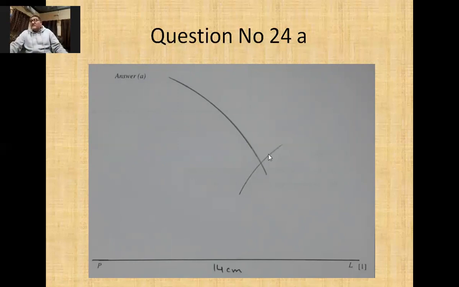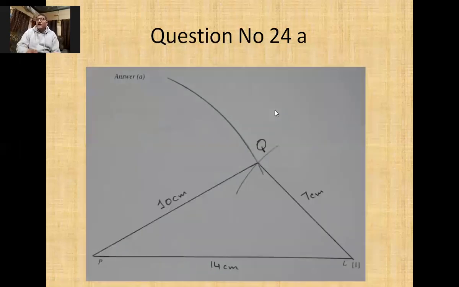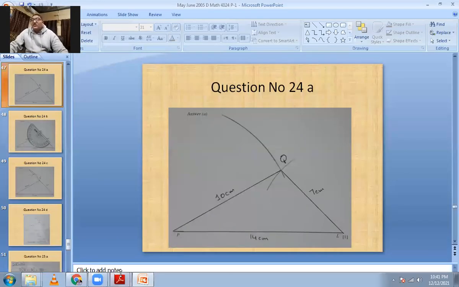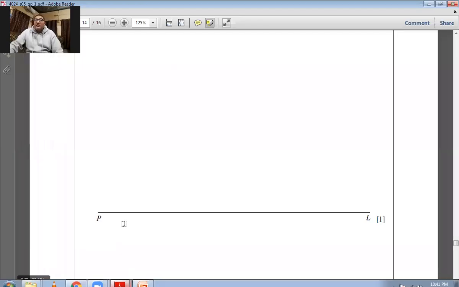It means that I will take L as the center of the compass and I will draw this arc. So where these two arcs have intersected each other, that is your point Q. I will call this point Q and join the P with the Q and L with the Q. So you will get your triangle. So this is how you draw this triangle. That was question number 24, part A. So let's go and check what's the next part.